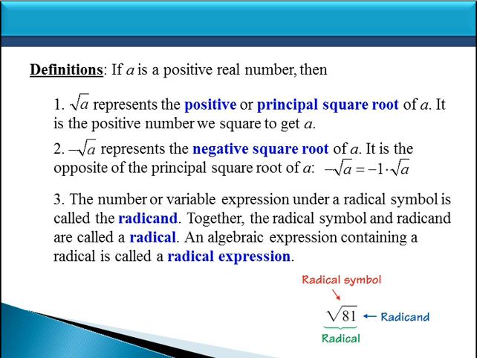So here's a picture. We have the square root of 81, is how we would read that. And the square root symbol here looks like a check mark with a line extending over the 81. That's the radical symbol. And 81 itself is called the radicand because that's the number under the radical symbol. And then all together, the symbol together with the radicand, the square root of 81, is called a radical.